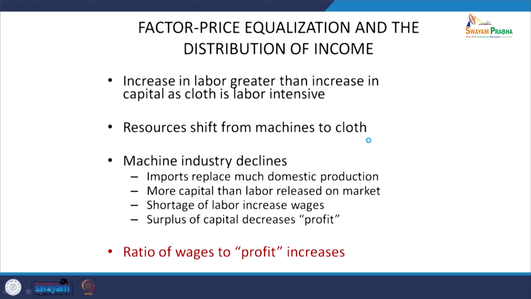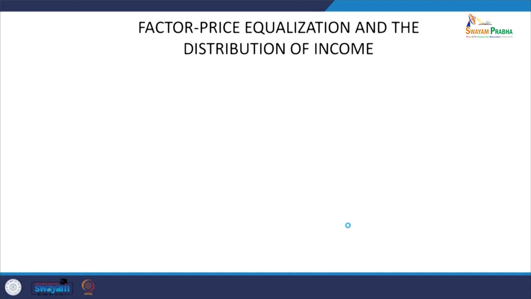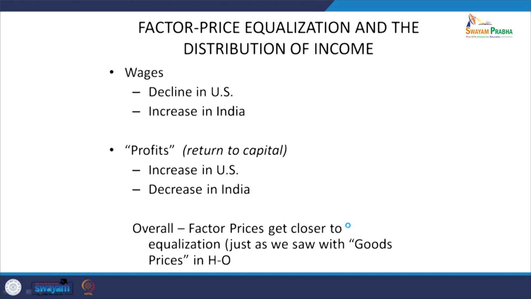So, the increase in labor is greater than the increase in capital, as cloth is labor intensive in India. So, resources shift from machines to cloth in India, and the machines industry declines in India. We have already discussed these things in our previous slide. The same argument follows. Now, what is the bottom line then? The bottom line of the discussion here: wages decline in the US because they are not demanding cloth to be produced, they are importing it, whereas just in contrast in India it increases.